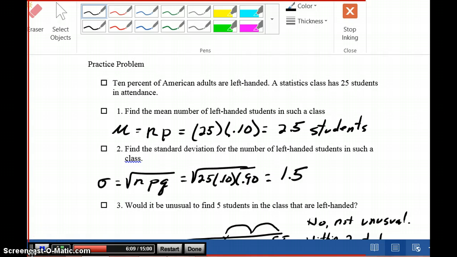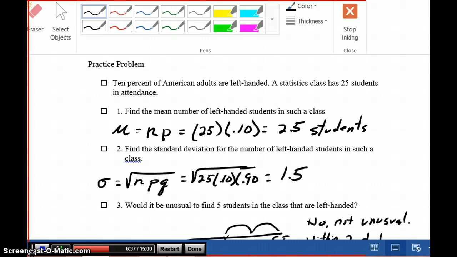We're going to look at a practice problem now. 10% of American adults are left-handed. A statistics class has 25 students in attendance. What is the mean number of left-handed students in such a class? Well, the mean is n times p, the number of students in this case times the probability of them being left-handed. So I'll take 25 times 0.10 and get 2.5 students. So out of a class of 25, I'm expecting 2.5 students to be left-handed.